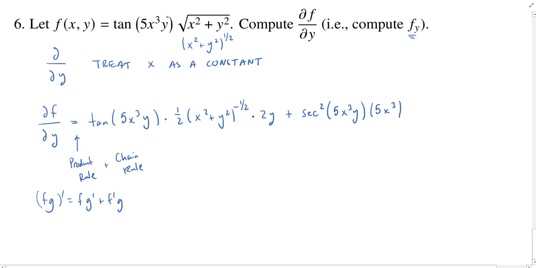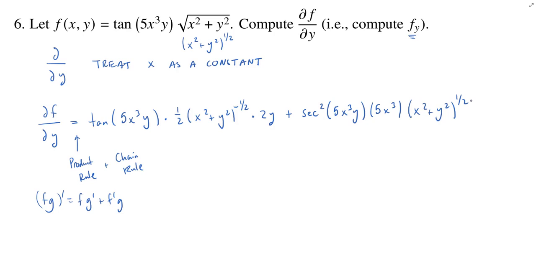Okay, so that handles the derivative, and now I just get to copy the second piece, which, I guess if I'm going to put one thing in exponential notation, I can put the other thing in exponential notation. That's fine. And there we go. We found the partial derivative with respect to y.